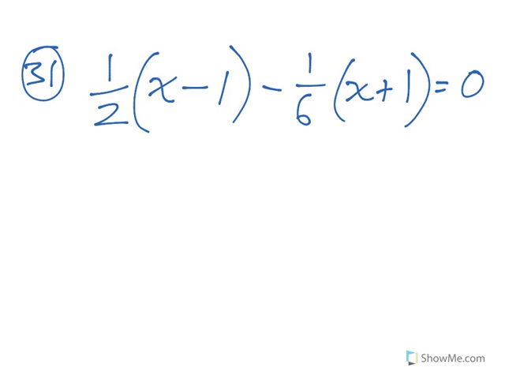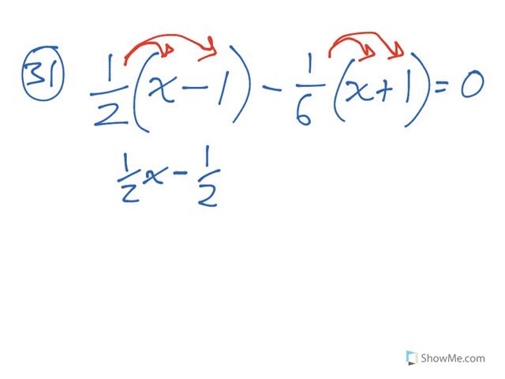All right, this is our last one. Now, this looks a little bit complicated, but let's just break it down. Because we have parentheses, it means that we are taking the 1/2 and multiplying it in there, and we're taking the negative 1/6 and multiplying it in there. Let's do that right now. We know 1/2 times x is 1/2 x. 1/2 times negative 1 is negative 1/2.